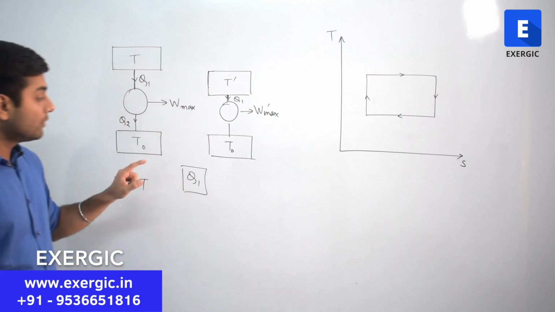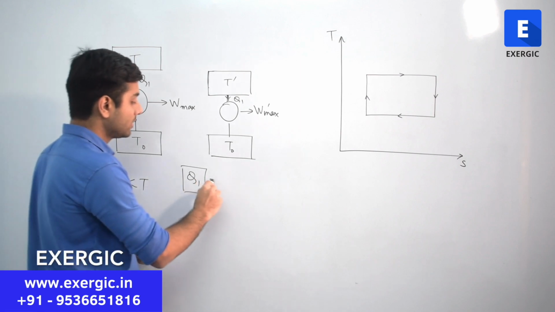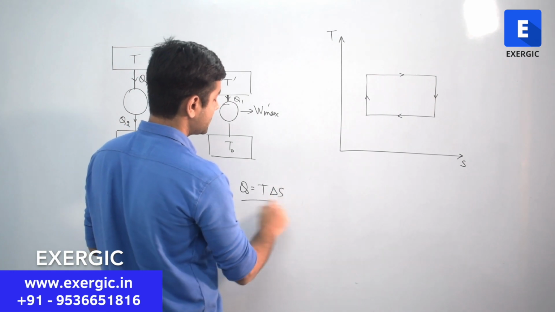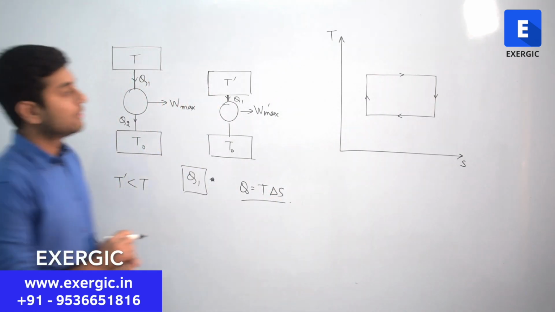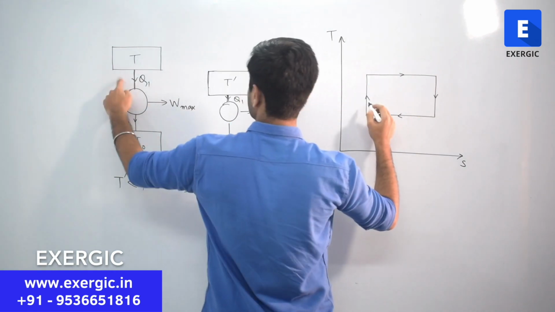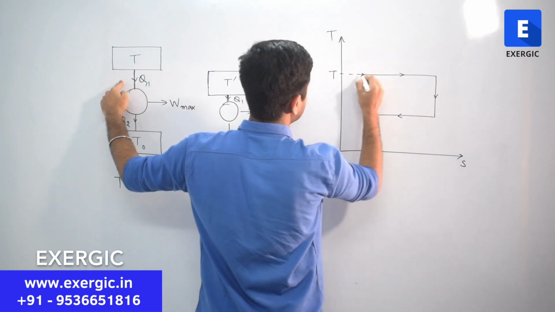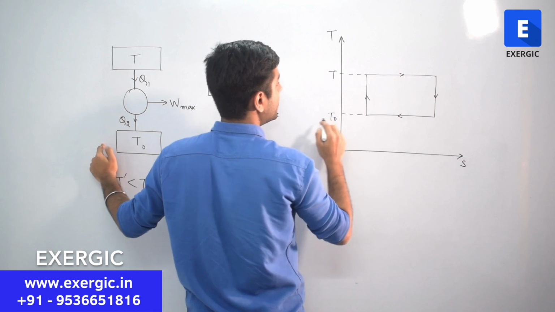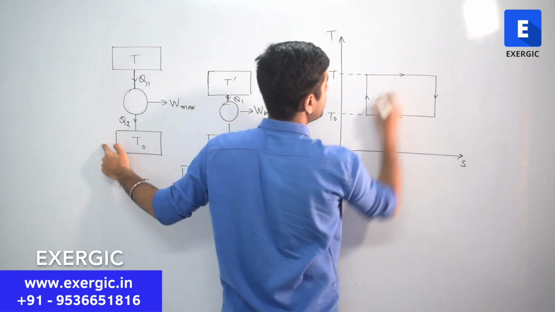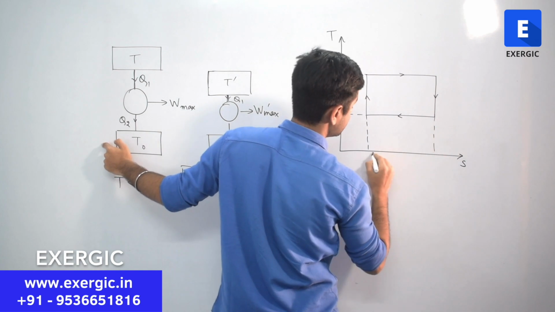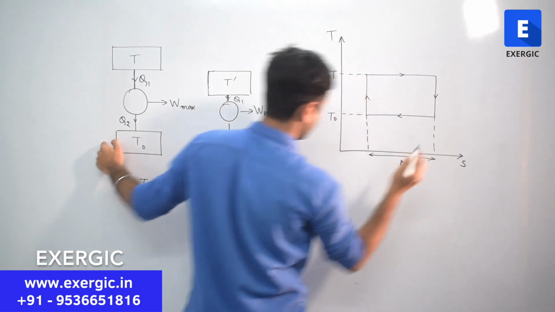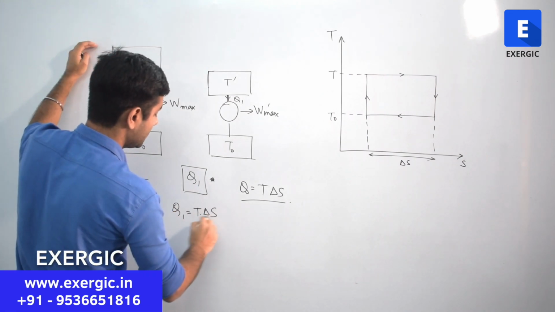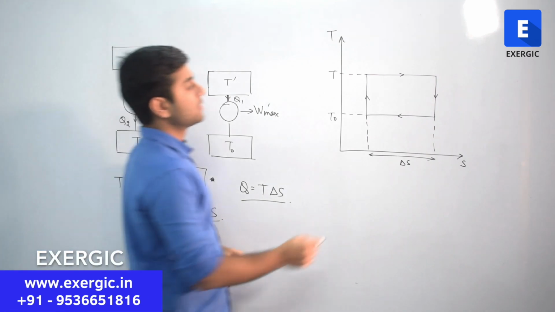So we have to take Q1 as same. What is Q1? Any general heat, not necessarily Q1. What is Q? Q is T delta S. Correct? For this cycle, let's say this is T, the higher temperature, this is T naught, the lower temperature, and the heat being supplied, which is Q1, is equal to T multiplied by delta S. This is the delta S. Correct? Q1 is equal to, for this case I am talking about, T multiplied by delta S. So this is Q1.